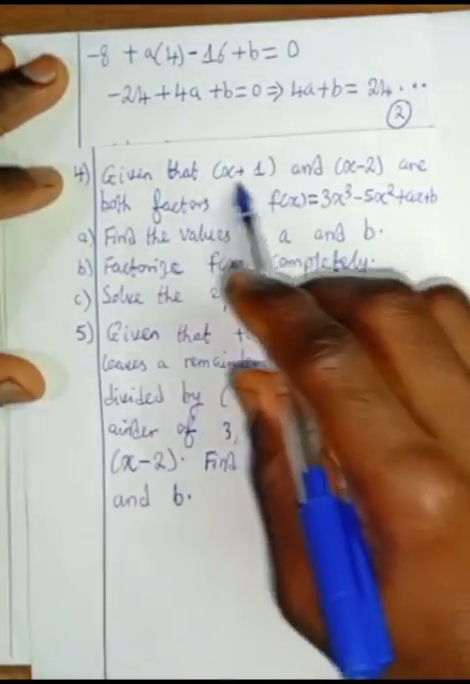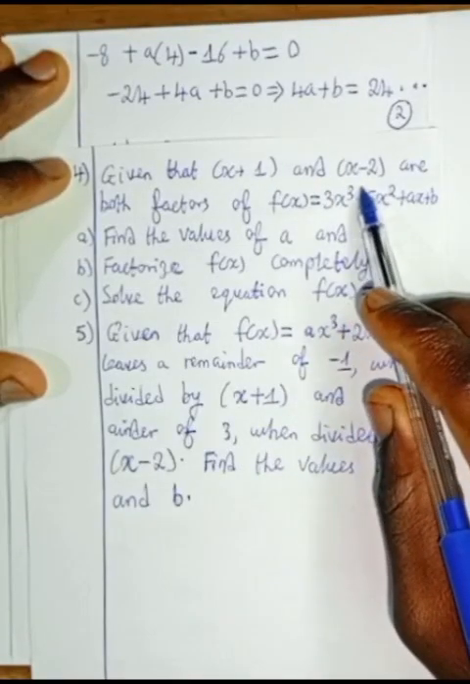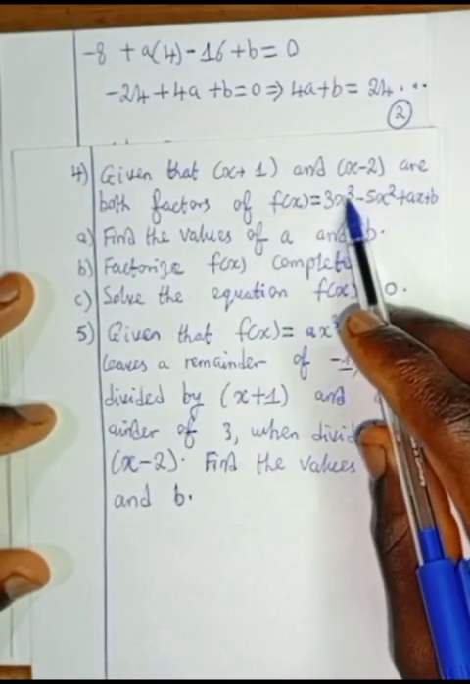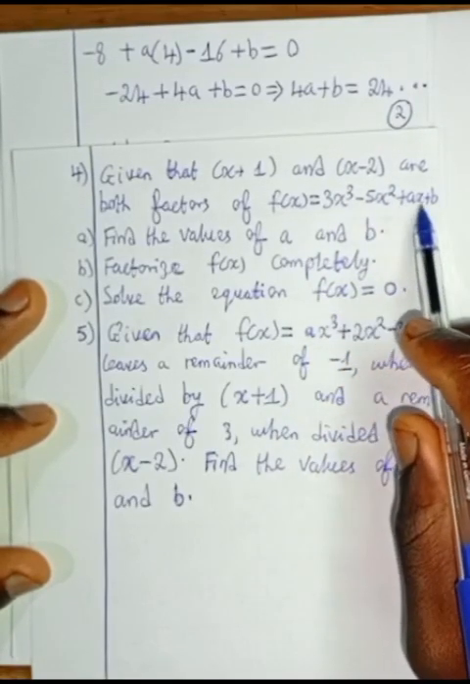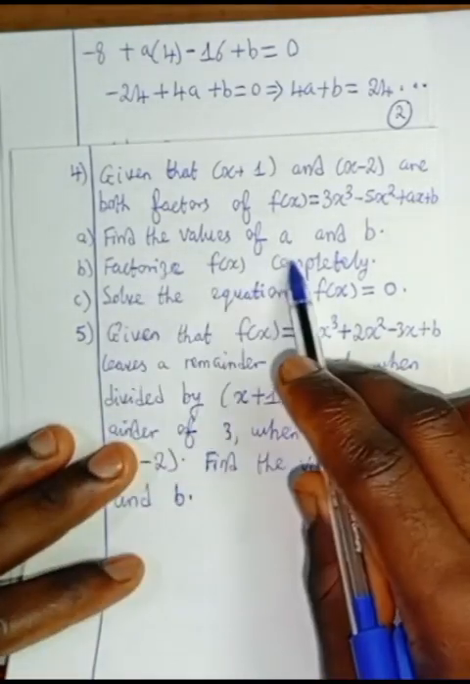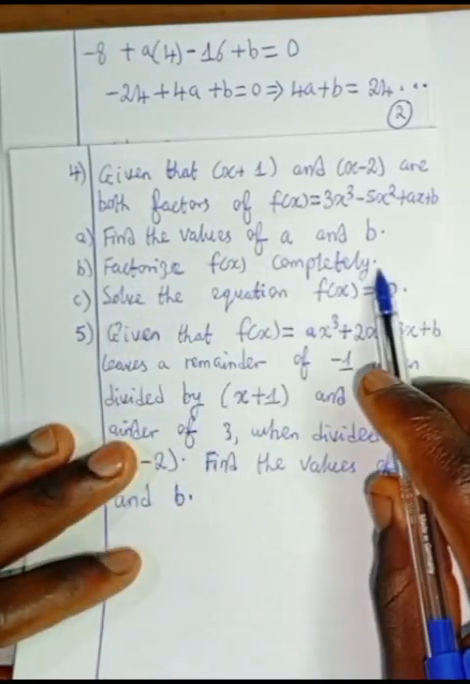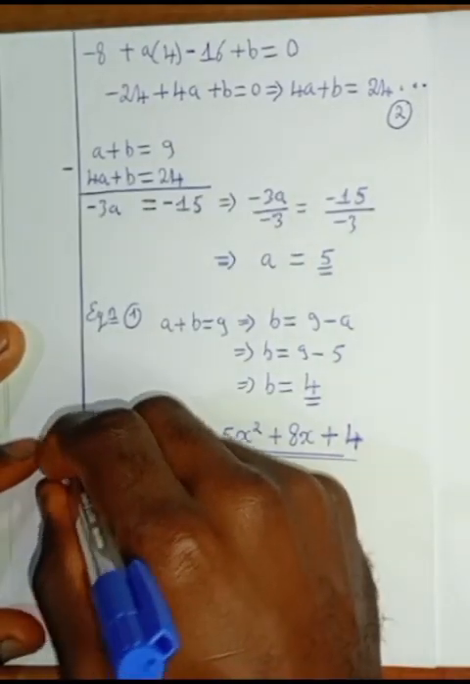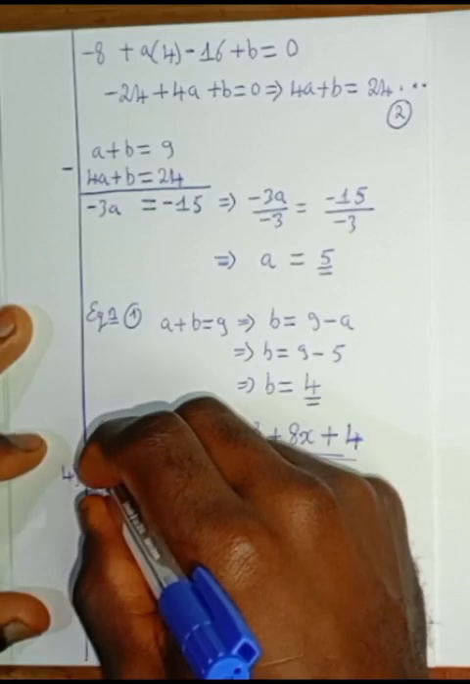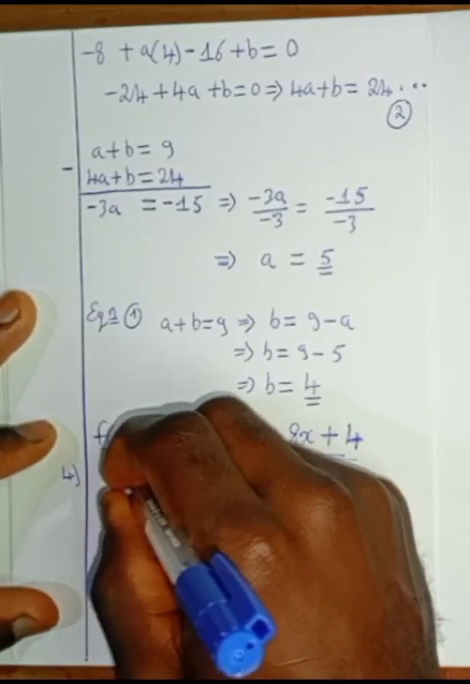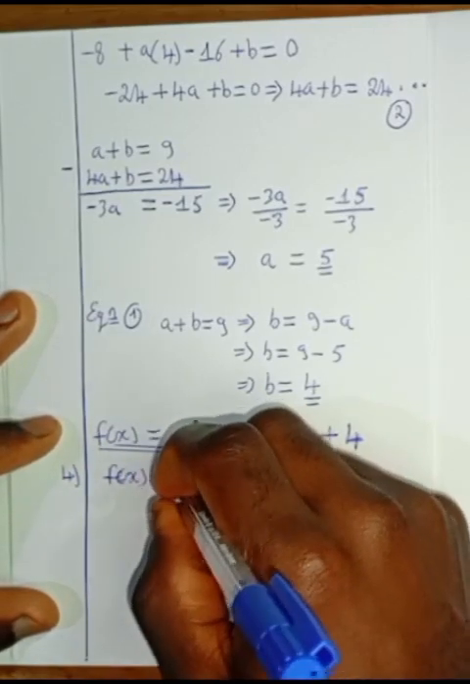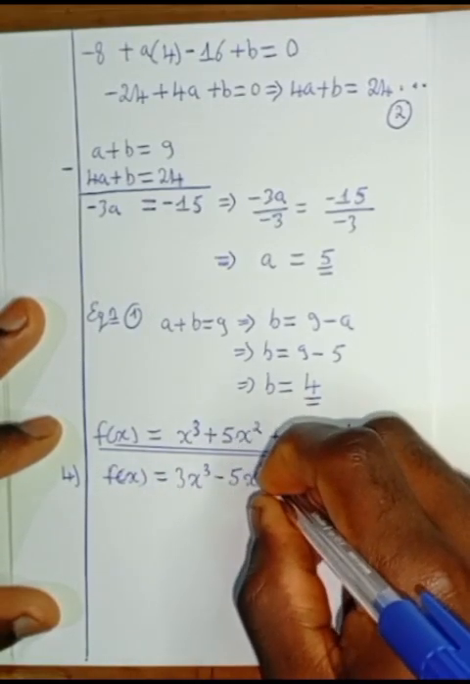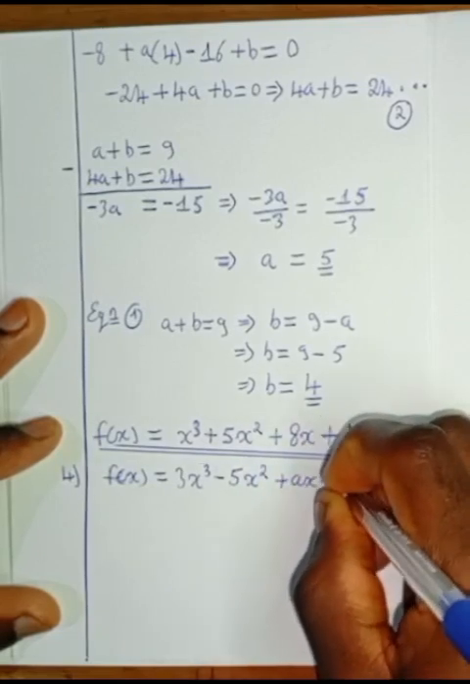Question 4 says, given that x plus 1 and x minus 2 are both factors of f of x equal to 3x cubed minus 5x squared plus ax plus b, find the values of a and b, factorize f of x completely, solve the equation f of x equal to 0. Question 4, we have polynomial f of x is equal to 3x cubed minus 5x squared plus ax plus b.